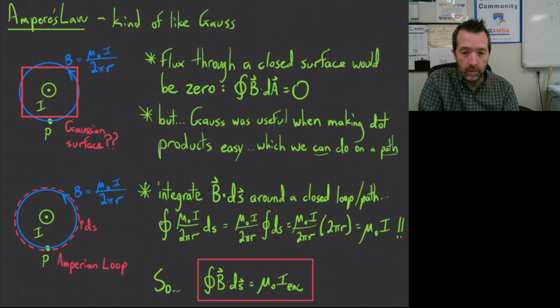And if you simplify that, you get mu naught times I. And I, conveniently, is the amount of current that's inside the path.